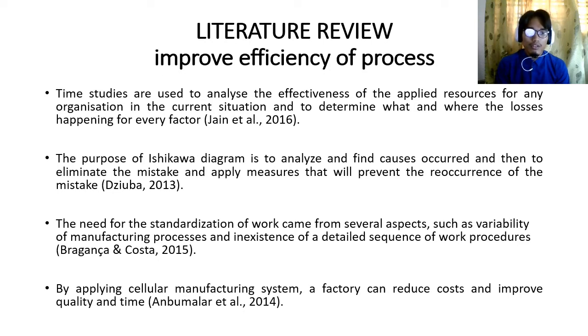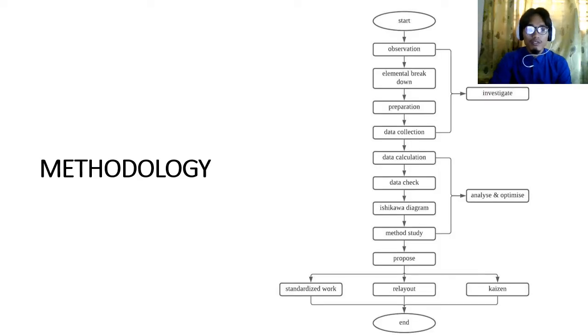Third, the need for standardization of work came from several aspects, such as variability of the manufacturing process and inexistence of a detailed sequence of work procedures. This was stated by Braganca and Costa 2015. And last one, Amumala stated that by applying a circular manufacturing system, a factory can reduce cost and improve quality and time. Next, this is the flowchart of methodology for this case study.